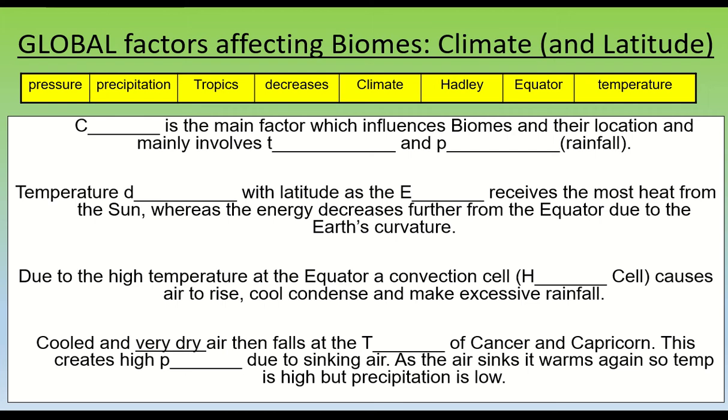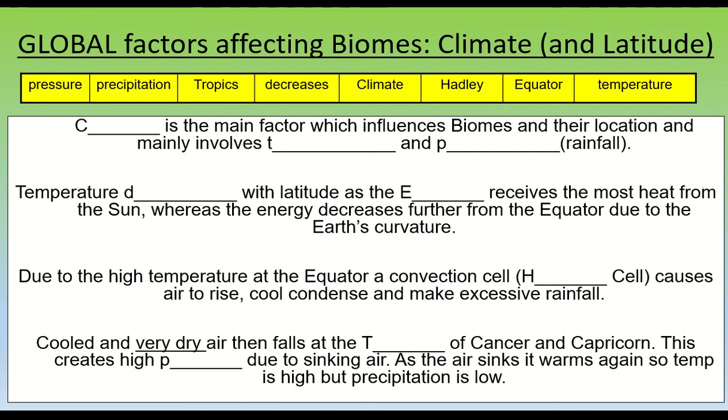Okay, so I'm going to go through the answers now. Climate is the main factor which influences biomes and their location, and mainly involves temperature and precipitation, or rainfall. Temperature decreases with latitude, so the further north or south you go, as the equator receives the most heat from the sun, whereas the energy decreases further from the equator due to the Earth's curvature.